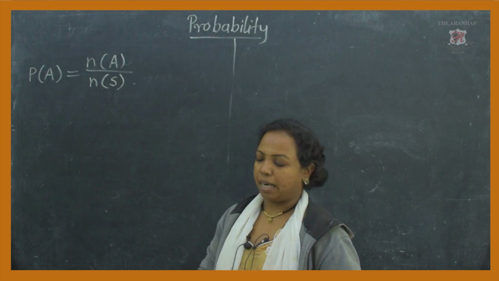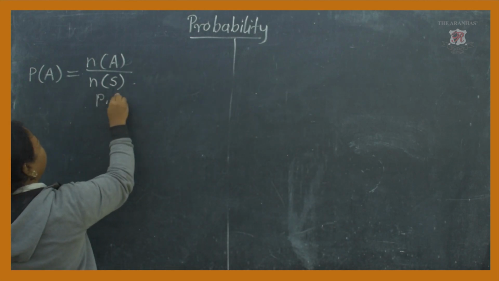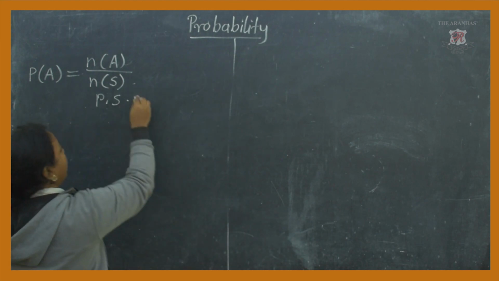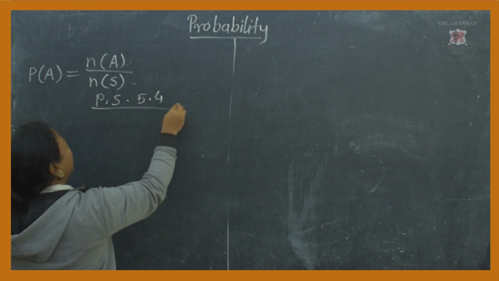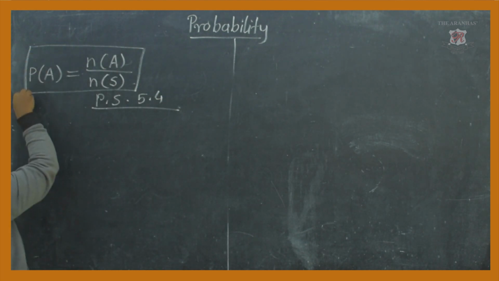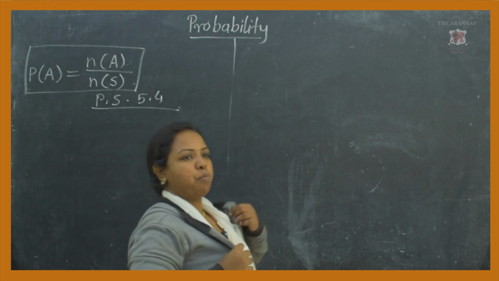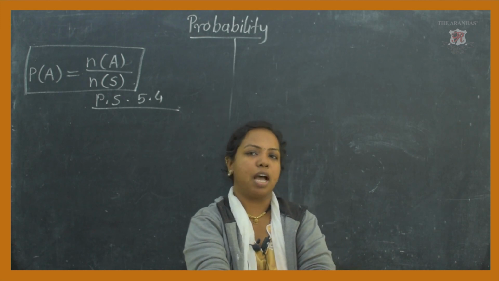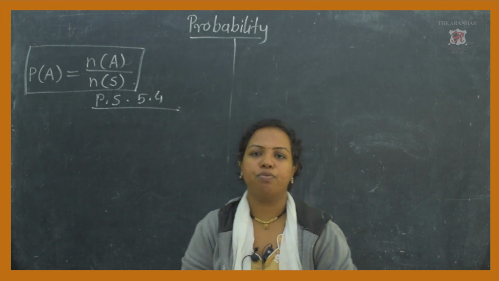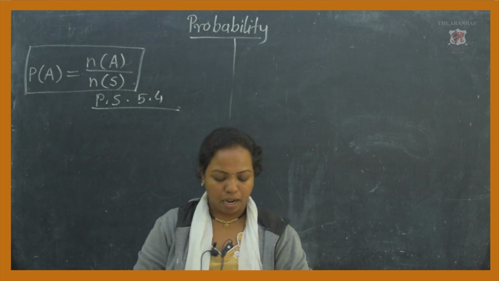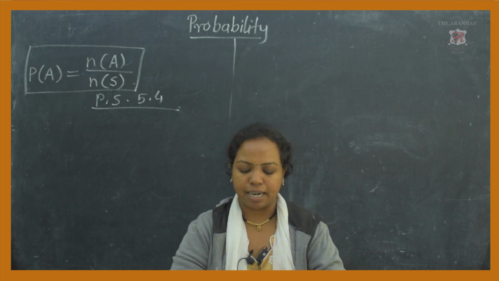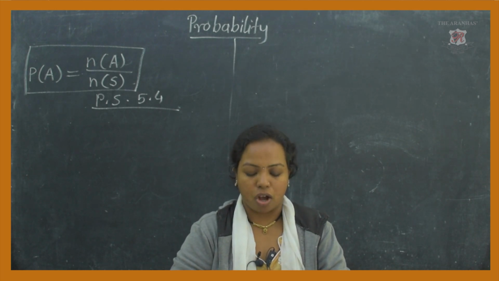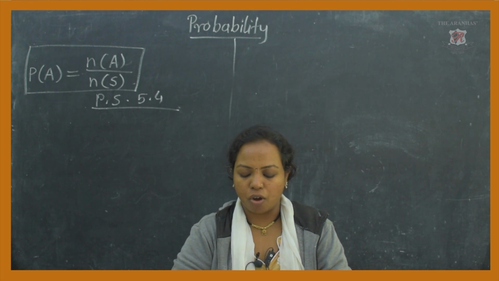Now we will move to practice set 5.4. Yes, practice set 5.4. With this formula we are going to solve. In practice set 5.4 you can see the textbook, I'm just going to read the question and I'll solve the answer on the blackboard. So you can see the questions in your textbook, on page number 125, practice set 5.4. First question: if 2 coins are tossed, find the probability of the following events.